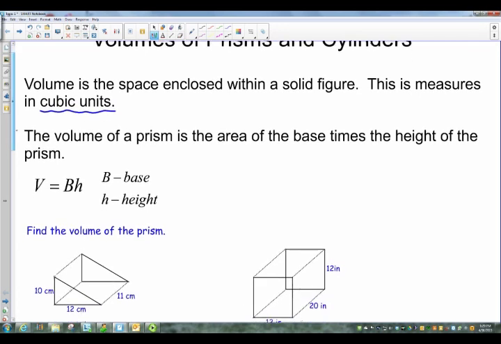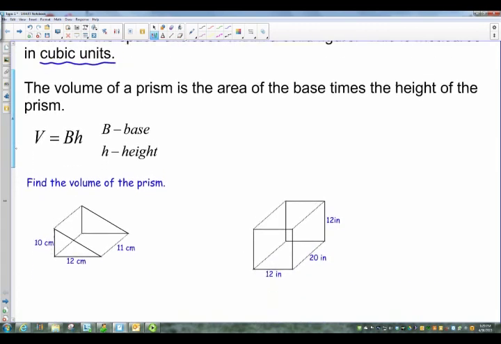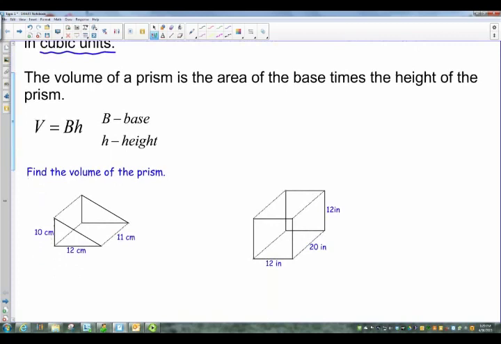Okay, now we've got a few different figures we're going to look at today. The first one is what's called a prism. Now a prism can follow a couple different shapes. You've got a triangular prism, a rectangular prism. So we're going to look at both of those based on this formula. It says the volume of the prism is the area of the base times the height of the prism.